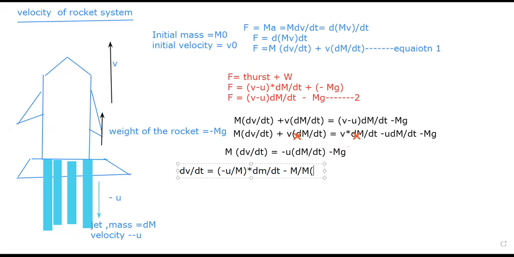Sorry, this is g. So these two terms m, and this m will be cancelled. So you will have the remaining terms in the equation here. Left hand side dv by dt, which is equals to minus u by m, the first term, multiplied by dm by dt. Here we have the small letter m, but this is actually capital letter M. And the next term is, as the m is cancelled here, we have only g.